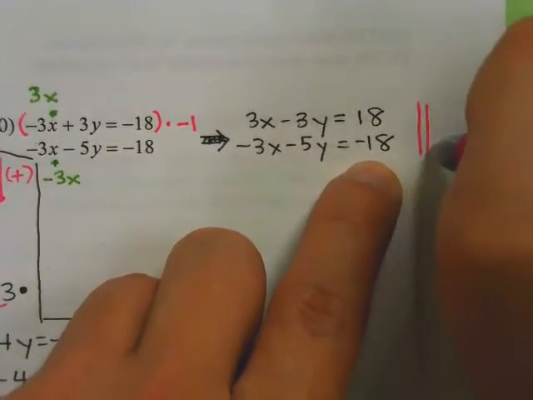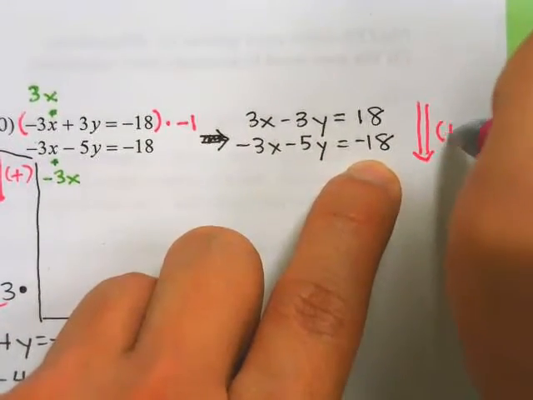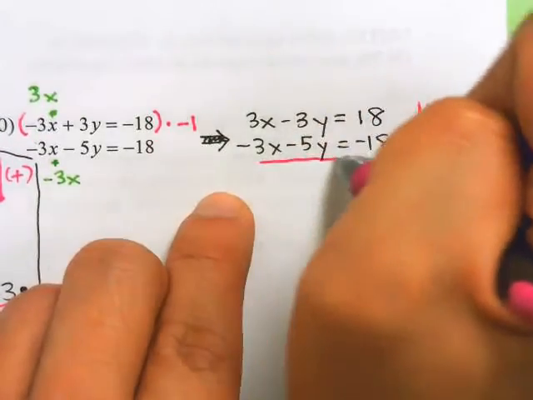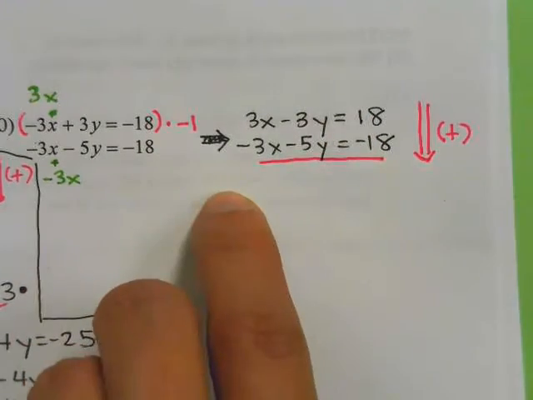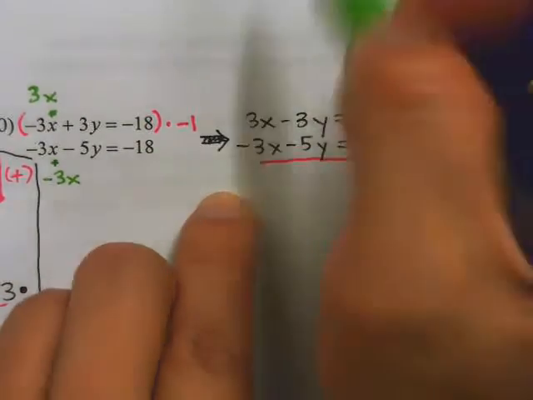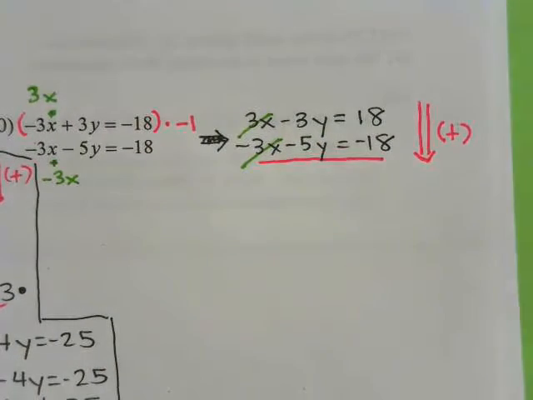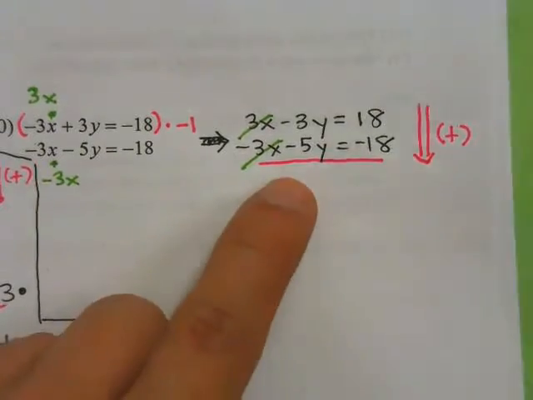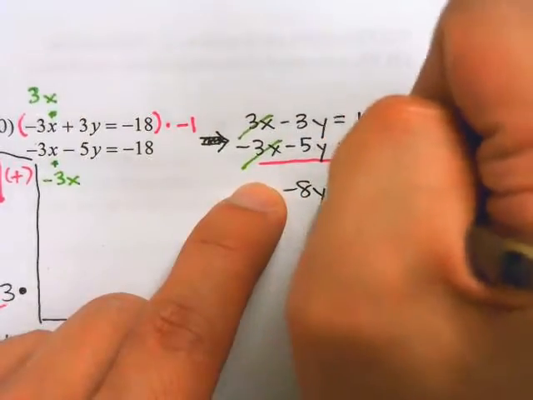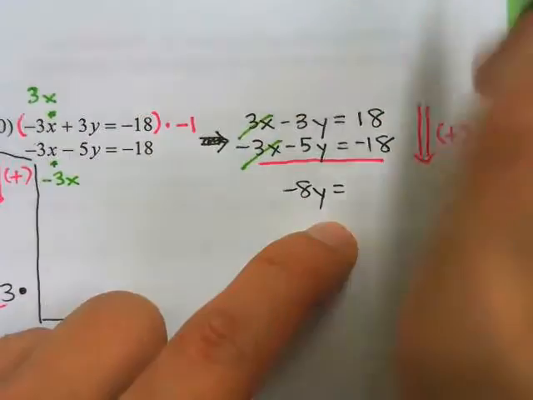Now, students, can we safely add down? Yes, because if we add down now, what variable gets eliminated? Your x's. 3 minus 3. Those are opposites. That's done. You just got to do some light math now. -3 plus -5. -8y. Oh, and 18 minus 18?